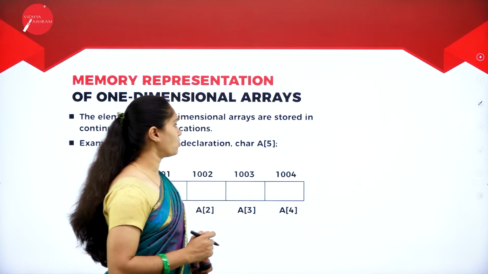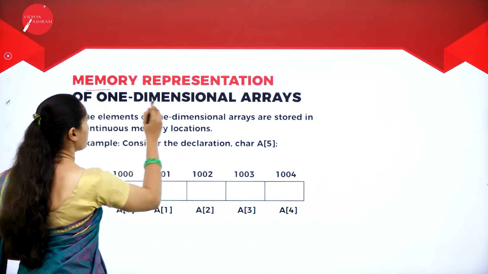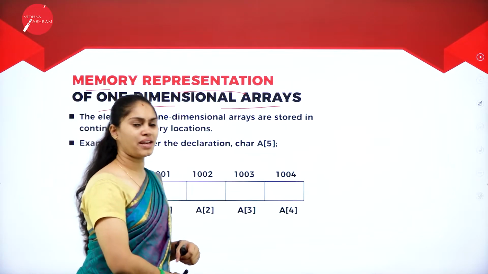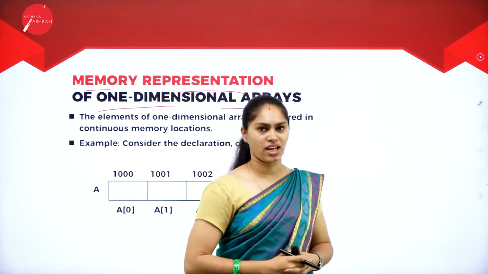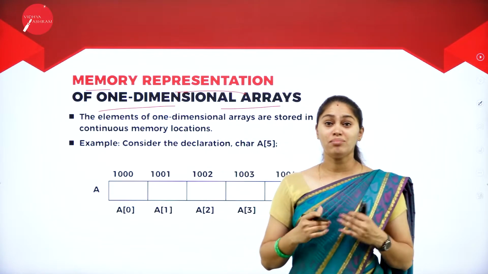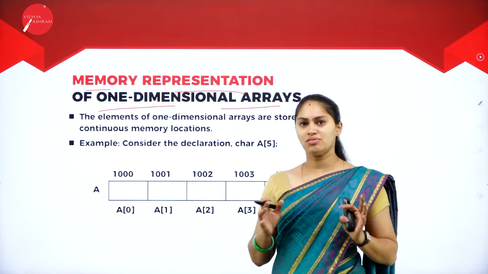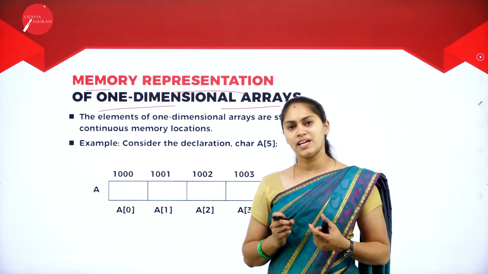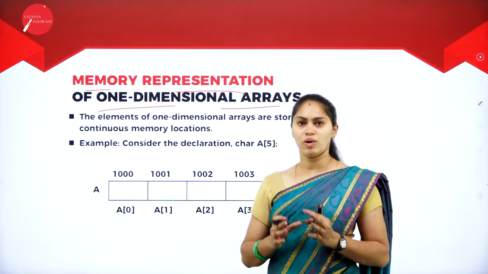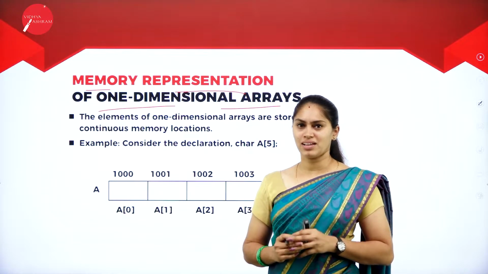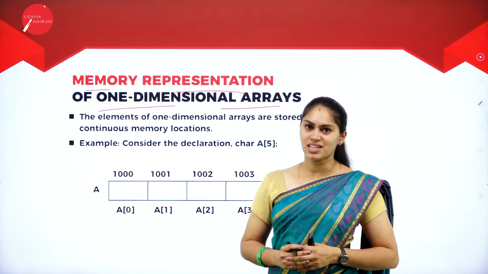So now we'll see the next one, that is what? Memory representation of a one-dimensional array. How will an array be represented in the memory location? As we all know, when I'm declaring any variable, constant, or identifier, some memory space will be allocated for that variable. Then how the memory allocation of this array happens in the computer's memory, we'll see now.